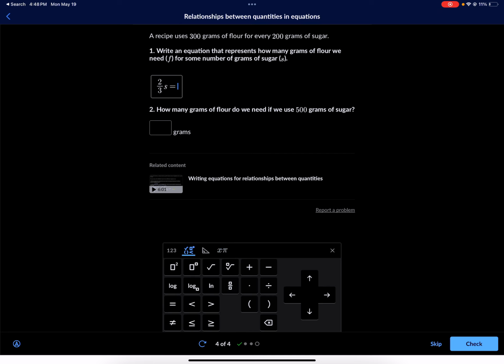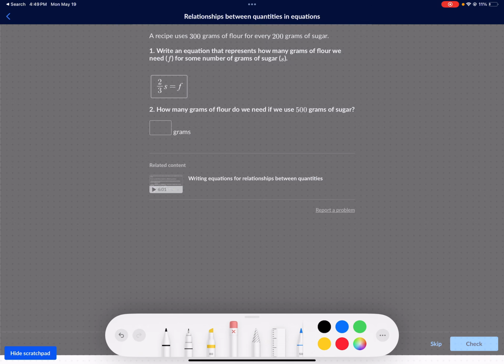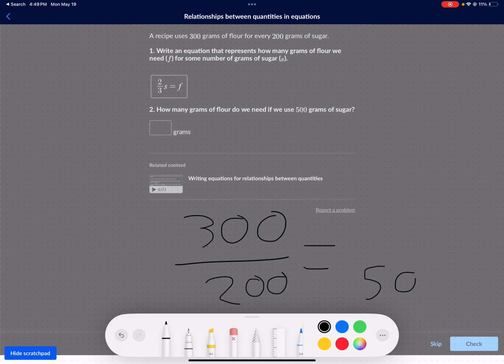S is equal to F. So if we have this much flour for 2/3 gram sugar, so we use 2/3 gram sugar for 500 flour, we get... oh wait, no, it would still be the other way around. I'm so sorry if I'm confusing you guys, I'm not trying to be this way. If we wanted to find the answer and then plug it back in, 300 grams of flour for 200 grams of sugar. 500 grams of sugar, we know that's guaranteed.